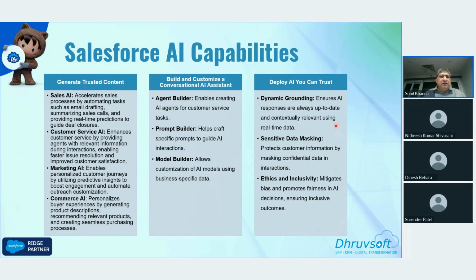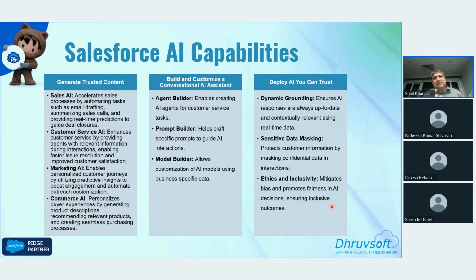And the other thing is the underlying technology which is behind this AI for the agents actually, which provides you features like dynamic grounding, or like masking of any sensitive data that is being sent to the model, or also taking care of ethics and inclusivity related guidelines that are there. So these are overall capabilities that Salesforce has.